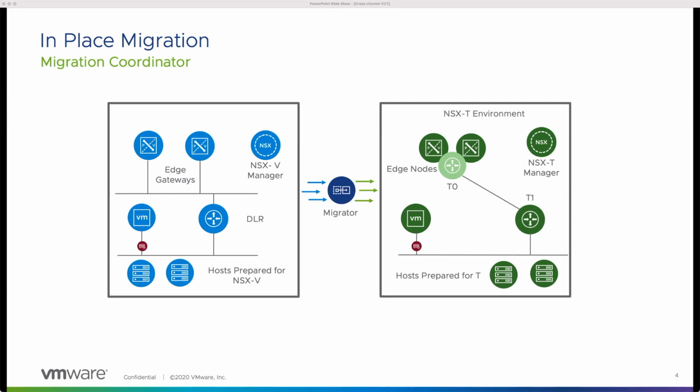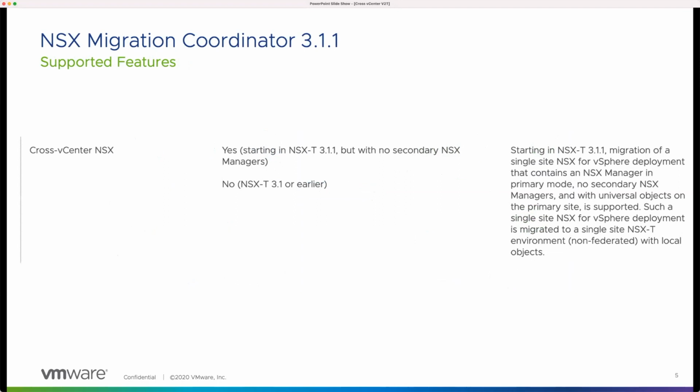And as always, what are the gotchas? What is not supported in a migration coordinator? Let's talk about that as well. So obviously, for this discussion, one of the main things that has not been supported completely is the migration of the NSX cross vCenter environment. I know a lot of customers use that in their NSX for vSphere for disaster recovery and some other options.